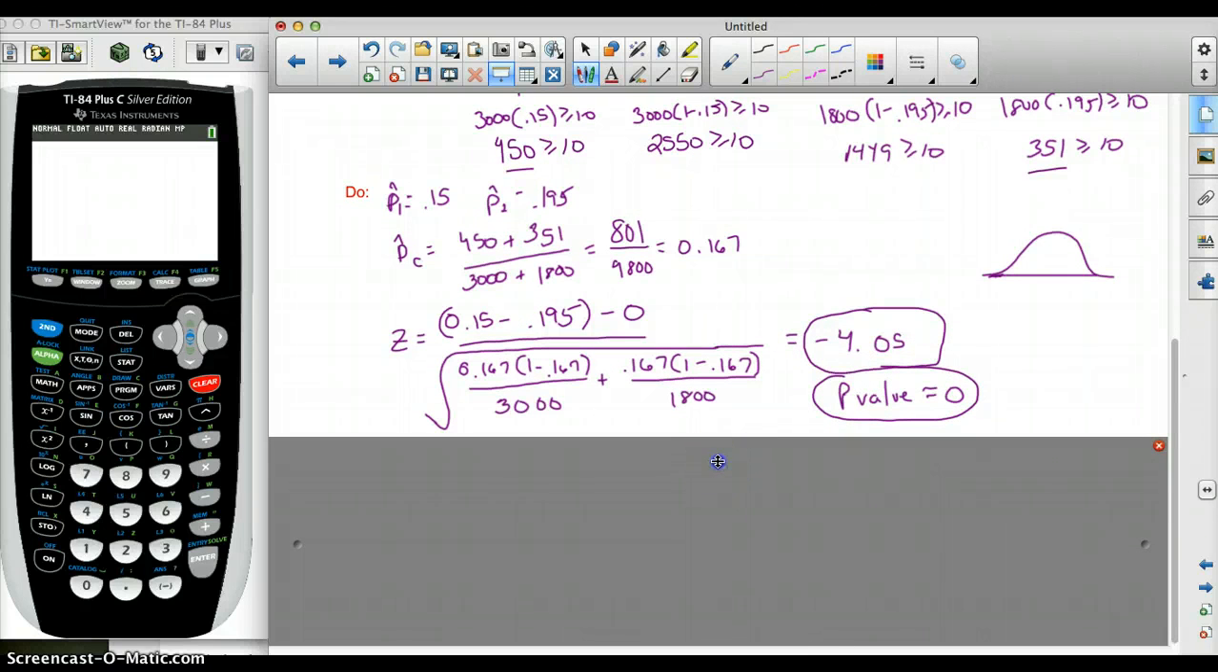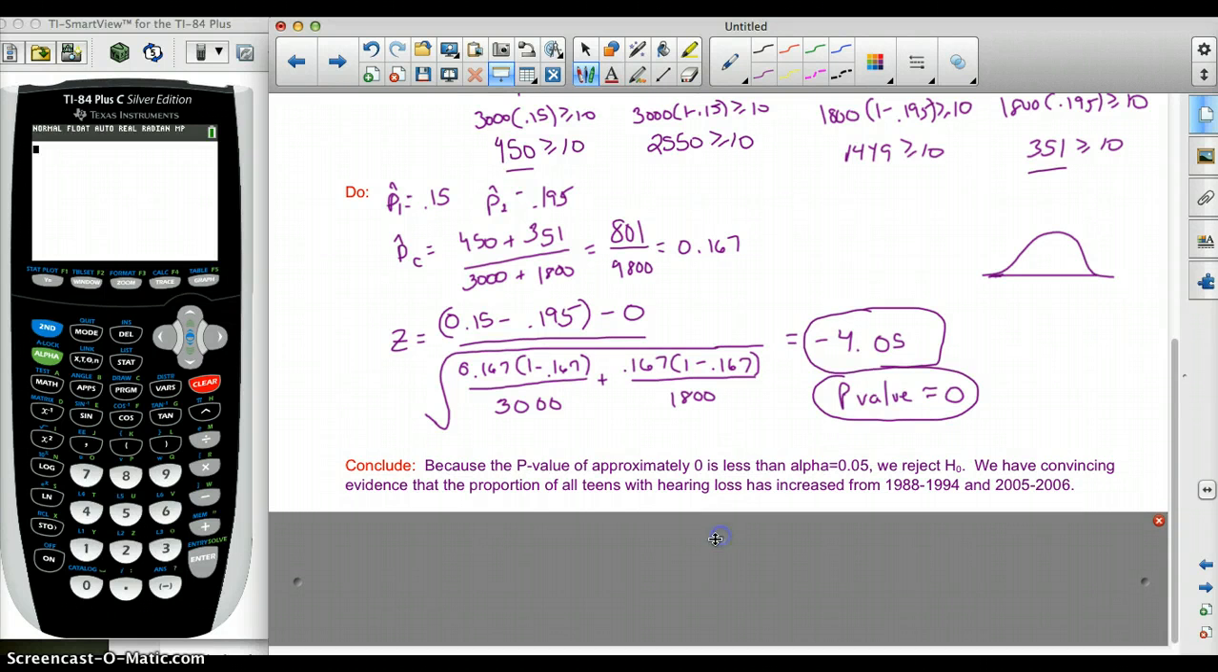After you do the do, we now have to do our conclude. Remember, we compare the p-value to alpha, just like in the previous chapter. So because the p-value of approximately 0 is less than an alpha value of 0.05, we reject the null hypothesis. We have convincing evidence that the proportion of all teens with hearing loss has increased from 1988 to 1994 and 2005 to 2006.